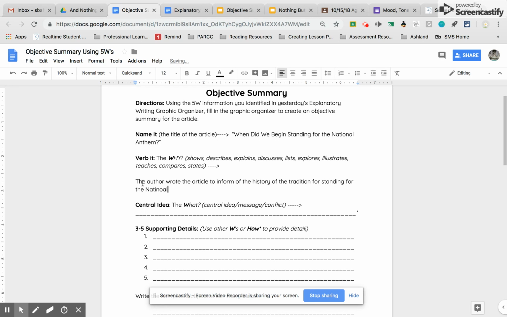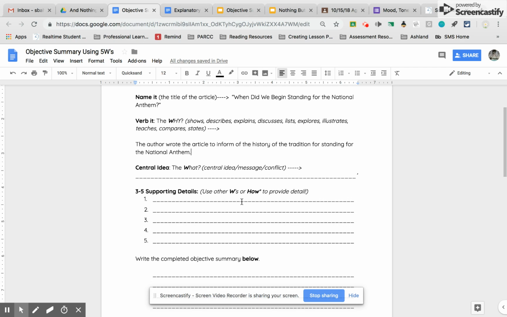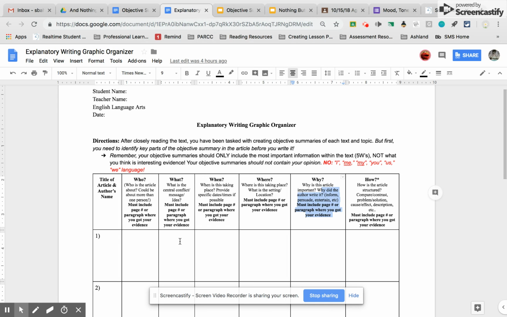for the national anthem. You don't have to have what I have word for word. You could rephrase that in your own terms if you'd like, but I'm just trying to show you an example of why the author wrote this. This is the verb it part. Now I'm going to look at the central idea. The central idea is essentially what was in the what part. What is the central conflict, message, or idea?